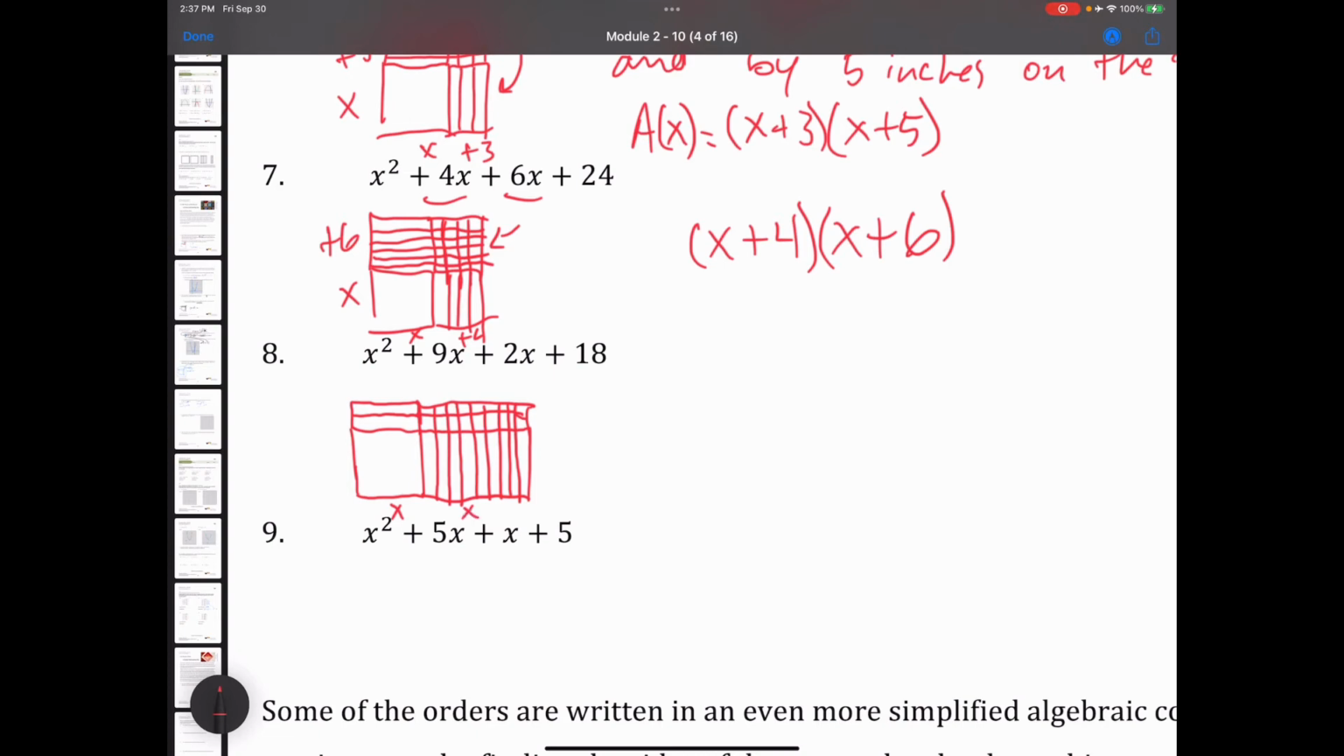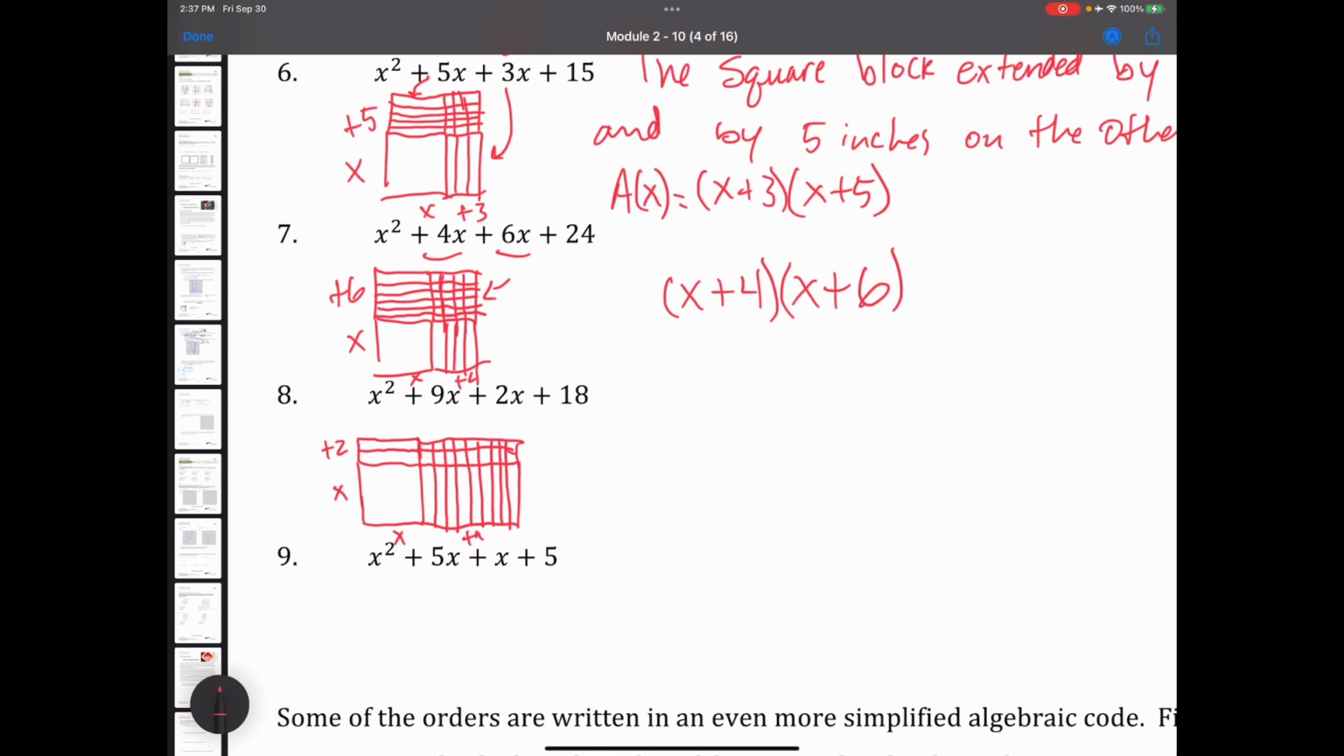On the horizontal length, our side length there is x plus 9 and x plus 2, which when we multiply 9 and 2 together, we get a total of 18, which is excellent. So again, I will dictate that written description, and then you can scribe that down, but it should be the original x, or the original square block, extended by 9 inches on one side and by 2 inches on the other.